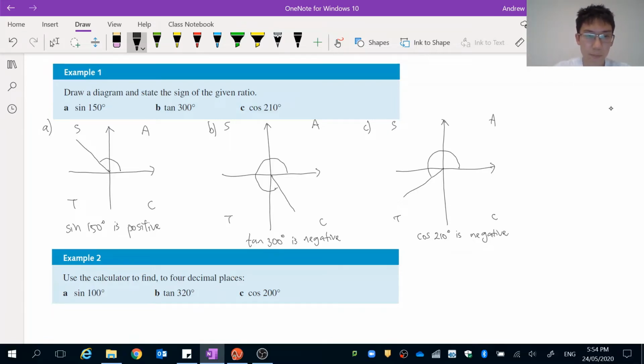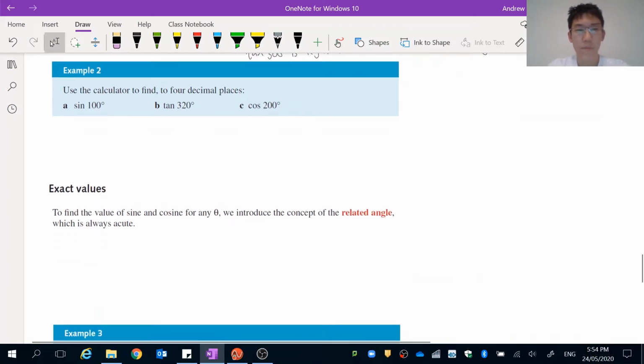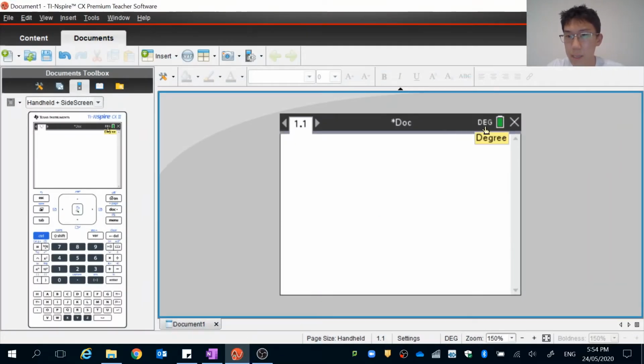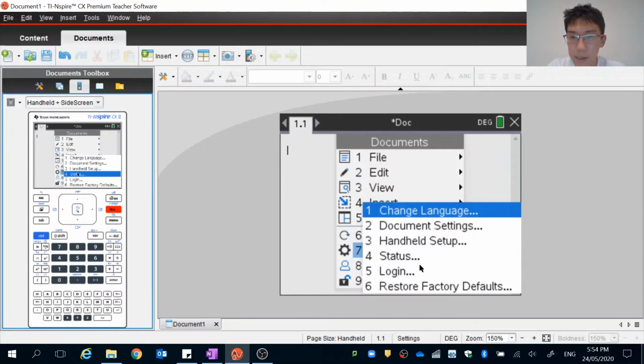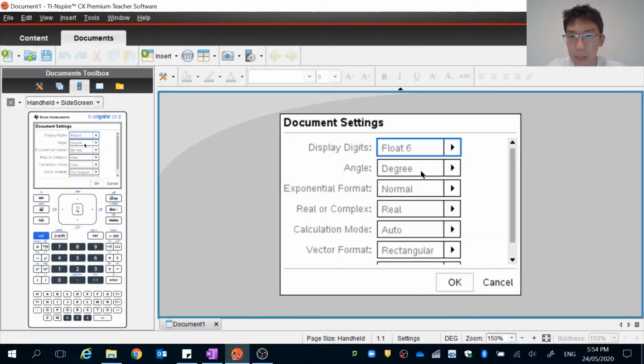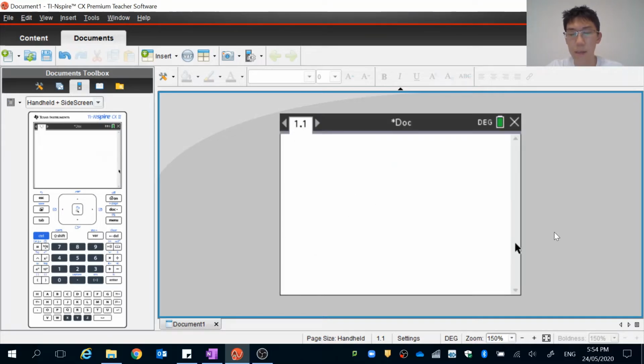The next one's pretty easy. We're just using a calculator, so nothing too difficult here. I do want to make sure that you see this DEG where my cursor is. That's what you want your calculator to be in. So either go into menu settings, or I think you can just hover over it and click it. If that doesn't work, you might have to go into Document Settings. Then for this angle setting, if it's in radians or something else, just switch it to degrees, and then we're good to go.